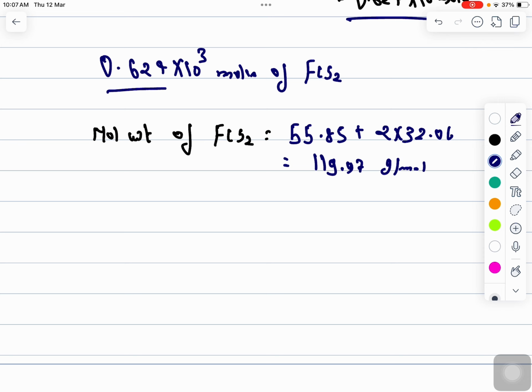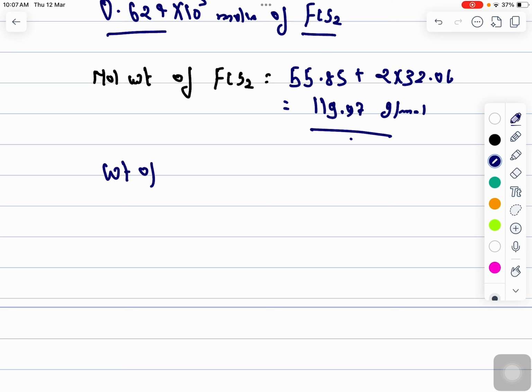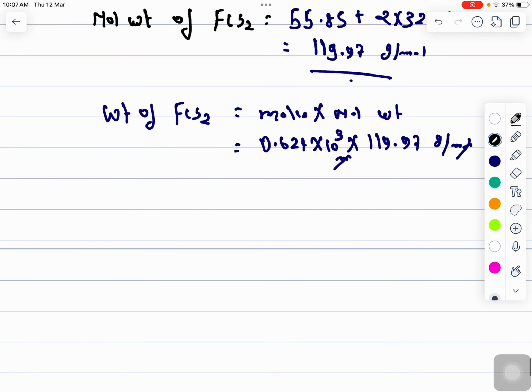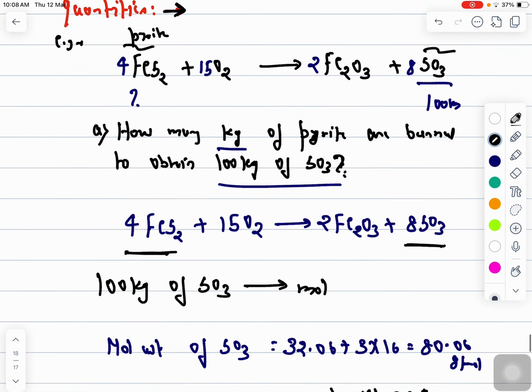Now you have the moles and you have this one. So now you can calculate the weight of FeS2, that is moles into molecular weight, right? You know the moles, 0.624 into 10 to the power 3, and multiply with the molecular weight 119.97 gram per mole. So the moles will get cancelled out, and if you do the calculation, you will get the value of 37.48 kg approximately, right?